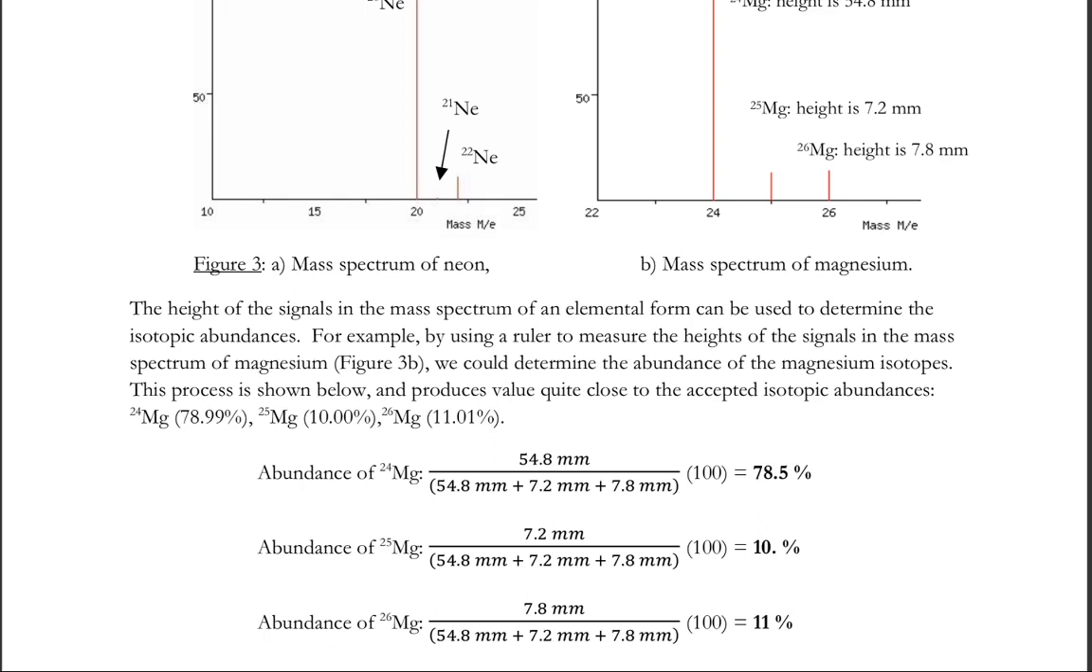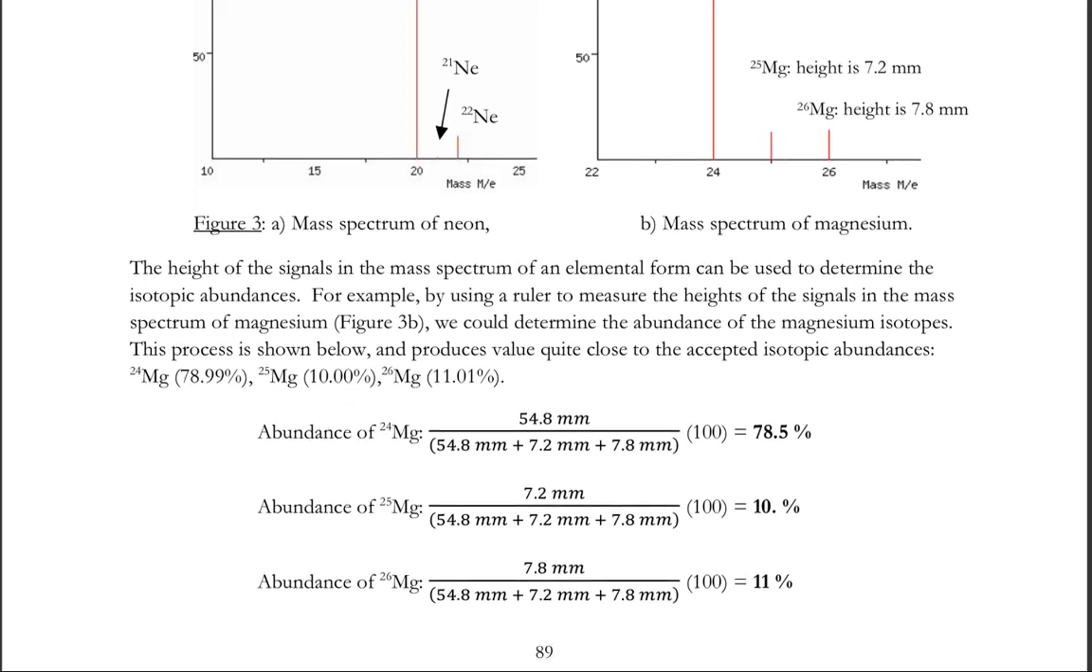So that would be, from this information, how we would get the abundances. It turns out from a more careful analysis, we have the abundance of magnesium 24 to be 78.99%, 25 to be 10.0%, and 26 to be 11.01%. So very close to the numbers we calculated here.